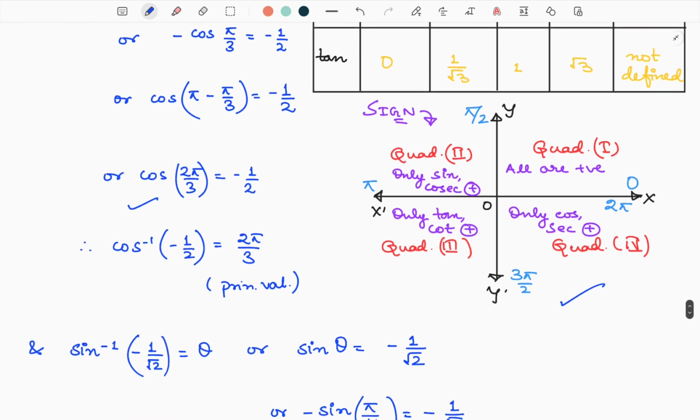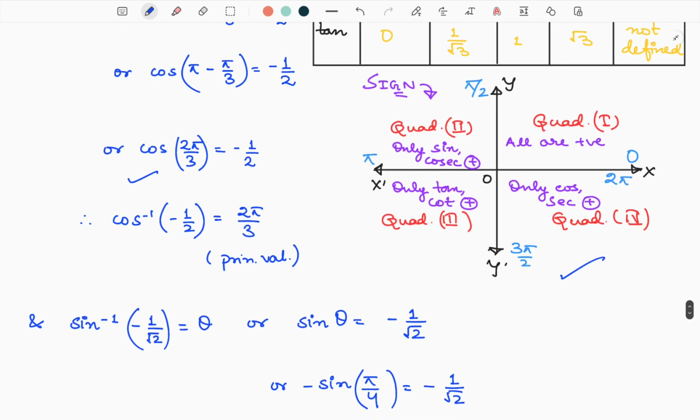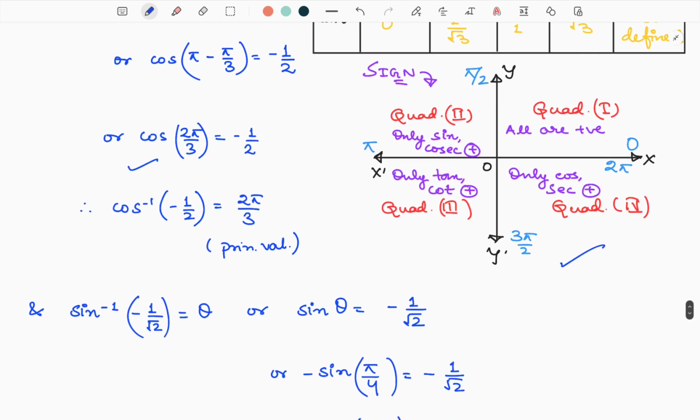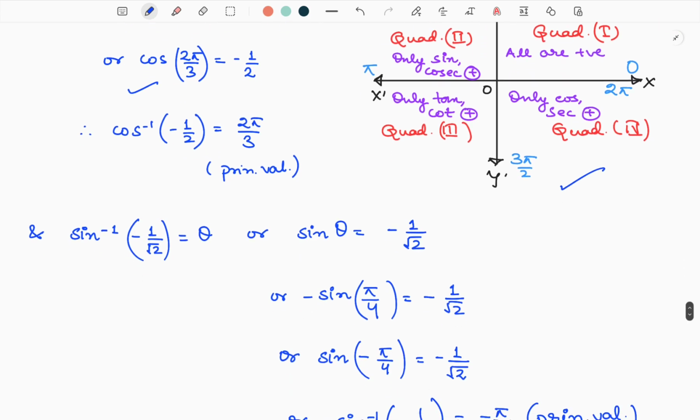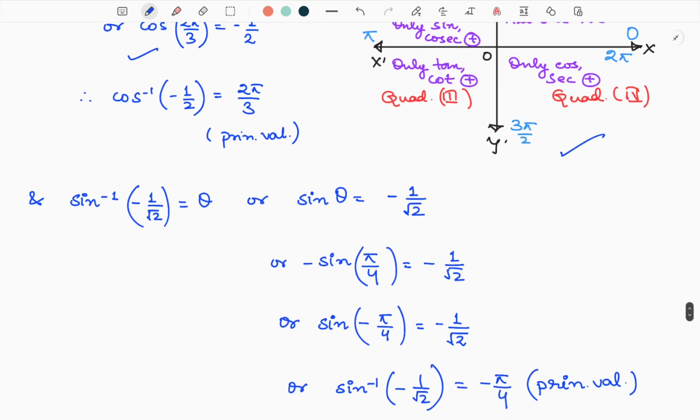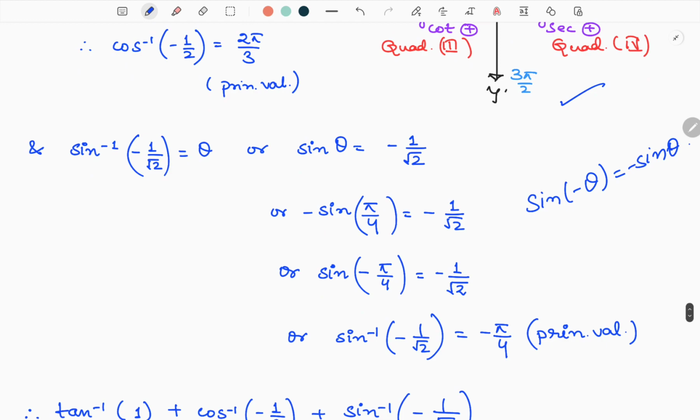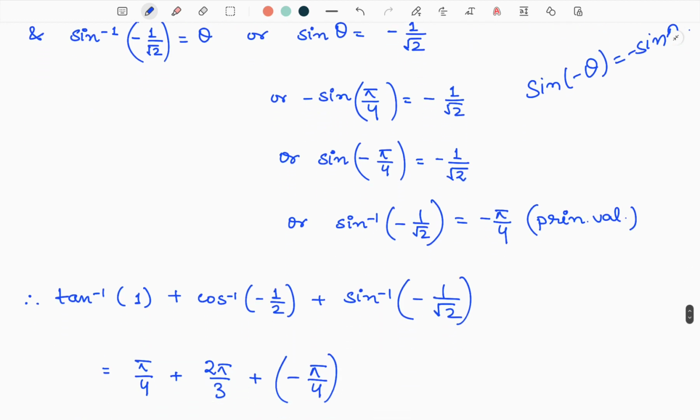And for sine inverse minus 1 by root 2, again minus pi by 2 to pi by 2 is the principal value branch for sine inverse. So just make minus sine pi by 4, so you will get minus 1 by root 2. Take the minus sign within the bracket, because sine of minus theta is directly equal to minus sine theta. So here we will get sine inverse minus 1 by root 2 as minus pi by 4.